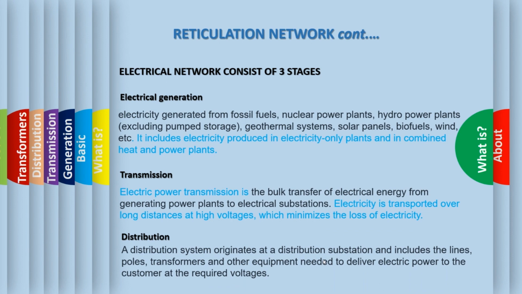But the distribution system originates at the distribution station and includes the lines, poles, transformers, and other equipment needed to deliver electric power to the consumer or to the customer at the required voltage. On the consumer side, it is known that only 220 volts is required out of the 132,000 volts which is manufactured from power stations. But in the case of industries, we use 380 up to 450 volts.